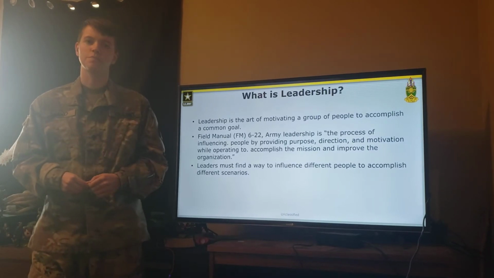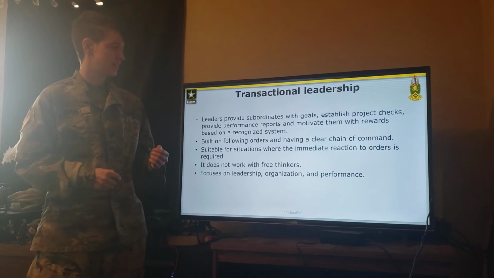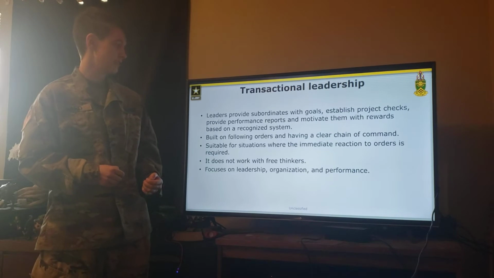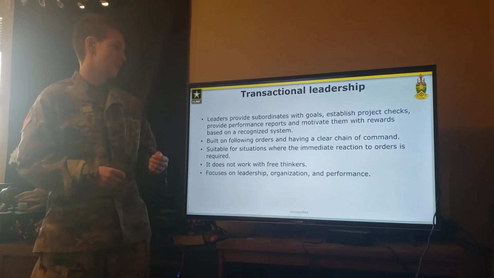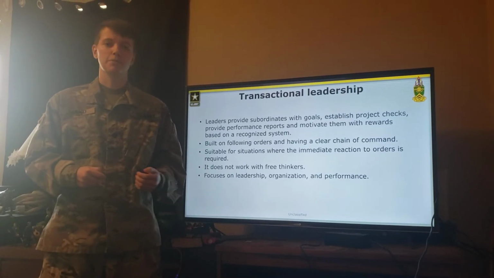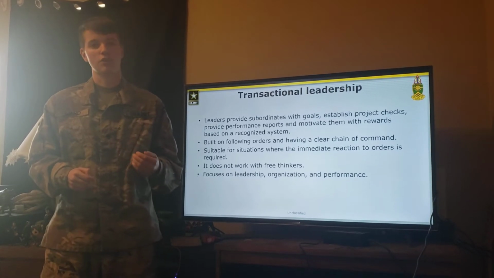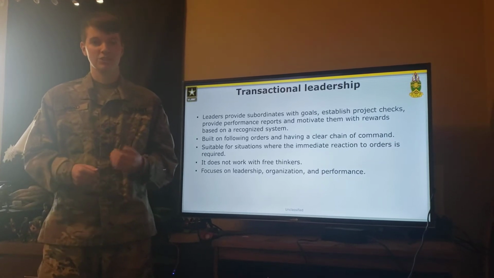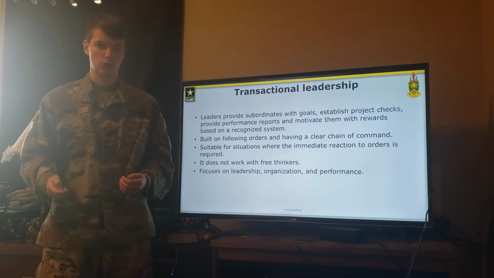All right, transactional leadership. These leaders provide subordinates with goals, establish project checks, provide performance reports, and motivate them with rewards based on a recognized system. So this is something the Army does because we recognize those who follow orders and do well, and those who do not follow orders and don't do well are punished. So just like this leadership, it is rewards and punishments for doing as they are told.